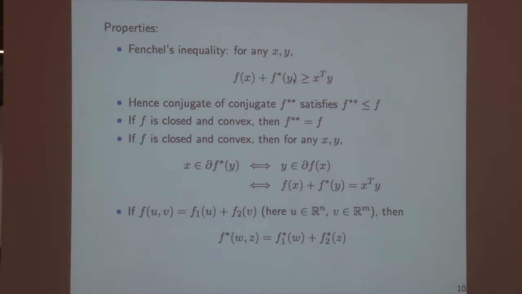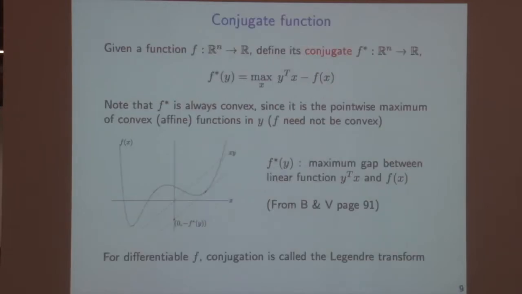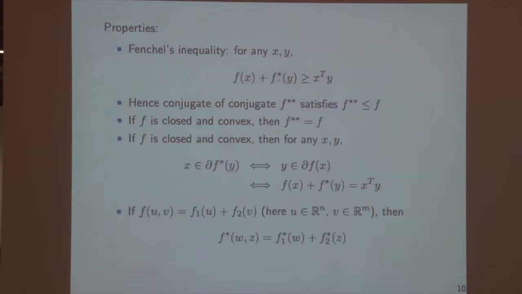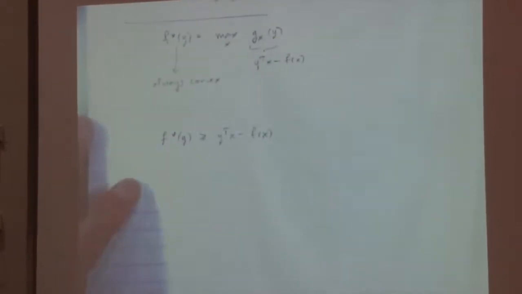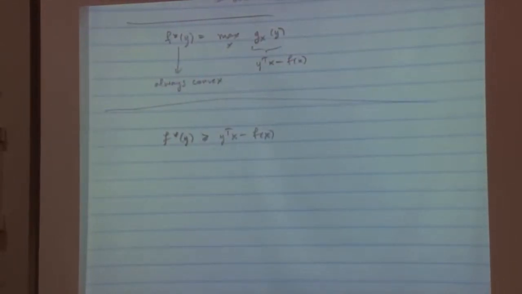We could talk through this first one. I think this is one you guys can all see. How would I prove this first one? This is saying that f star of y has to be bigger than or equal to y transpose x minus f of x, for any x. Why is that true? Well, what's the definition of f star of y? It's the maximum of that over all x. So clearly it's going to be true for any x. So that first property is immediate.